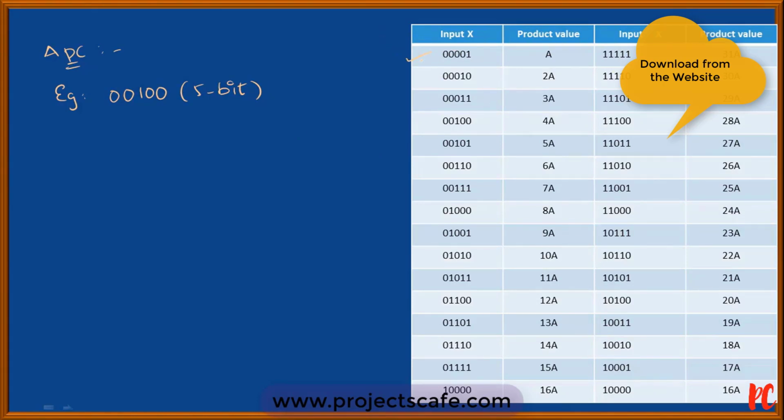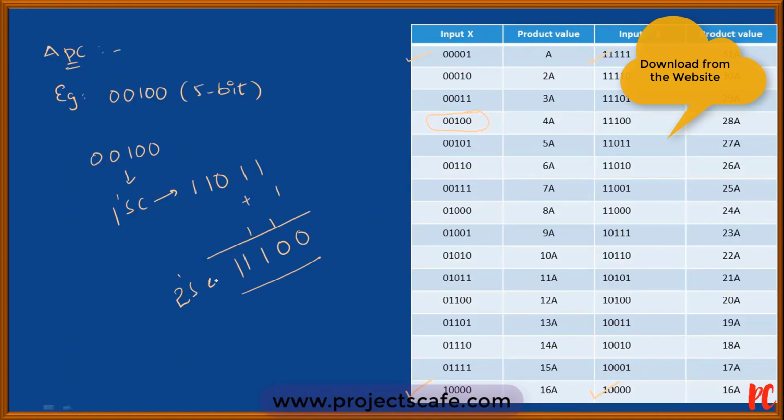into 2, starting with 1A to 16A, and again back from 16A followed by 31A. If you observe 00100, where is the combination here? For this, if I make a 2's complement, the 1's complement of 00100 will be 11011 plus 1, which gives 11100. This is the 2's complement representation.